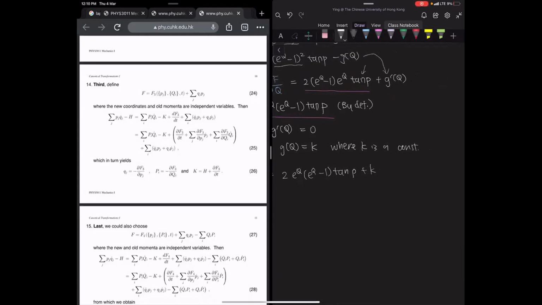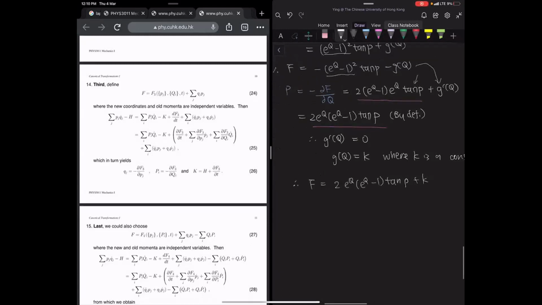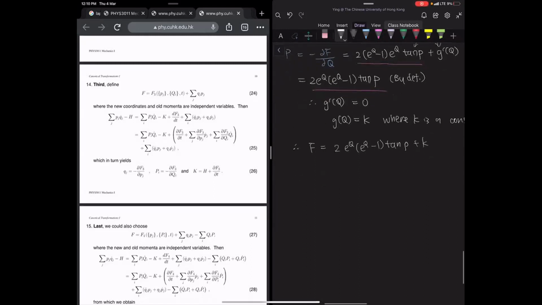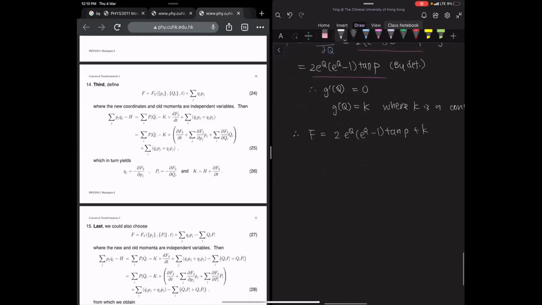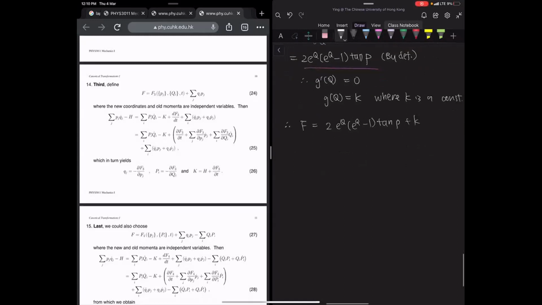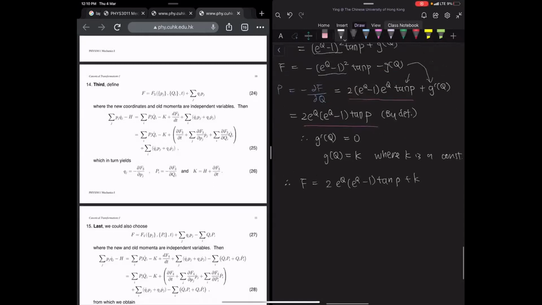Then we try to differentiate this as well. However, by the definition of what we defined large P to be, we find that these two terms are actually the same. This means that g prime of Q equals 0, which implies that G of Q is actually a constant. So without determining the constant, the whole form of the generating function will be in this form. You all agree?